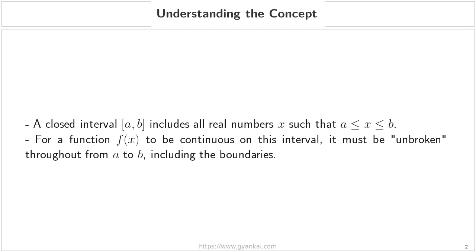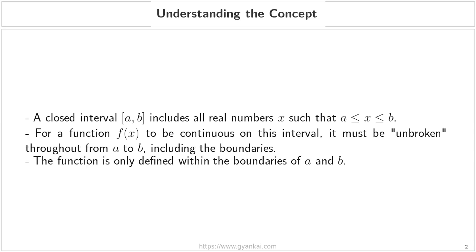For a function f of x to be continuous on this interval, it must be unbroken throughout the entire stretch from a to b. In practical terms, this means there are no holes, jumps, or vertical asymptotes from the start to the finish, including the boundaries themselves. It is important to remember that for this specific analysis, the function is only defined within the boundaries of a and b. We are not concerned with what happens outside of this range.